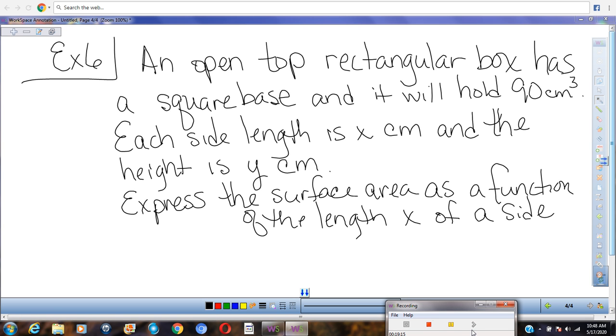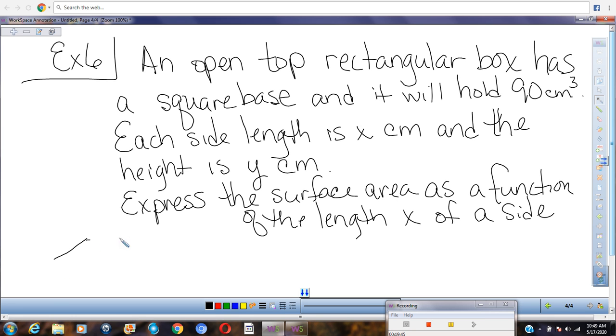All right, so example number 6, we have an open top rectangular box, has a square base, and it will hold 90 cubic centimeters. Each side length is x centimeters, and the height is y centimeters. Express the surface area as a function of the length x of the side. So let's put this all together.